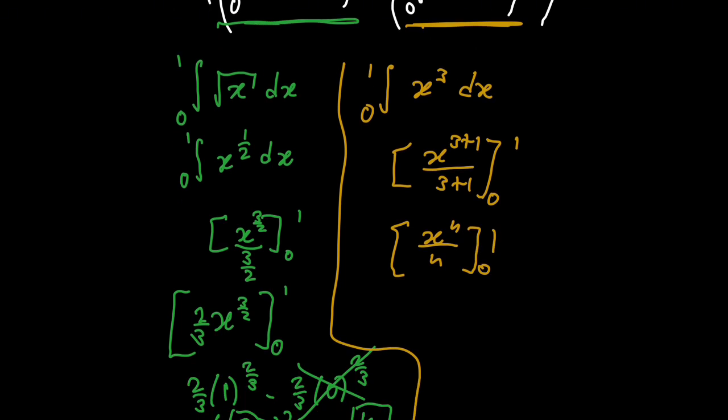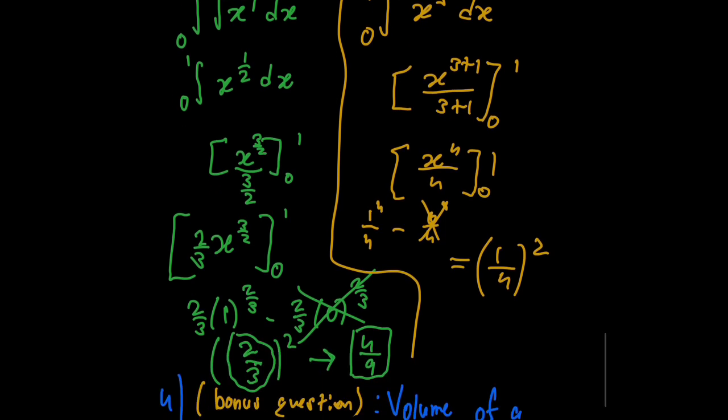And now let's plug in our values. So we get 1 to the power of 4 divided by 4 minus 0 to the power of 4 divided by 4. So this cancels out, which leaves us with just 1 over 4. And then we remember to square this because this is a volume question. And that leaves us with 1 over 16.